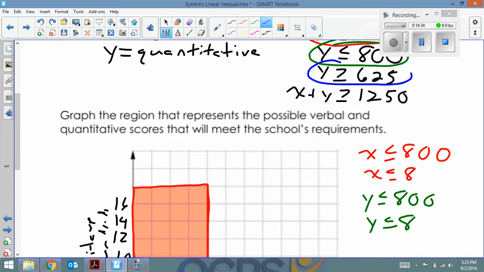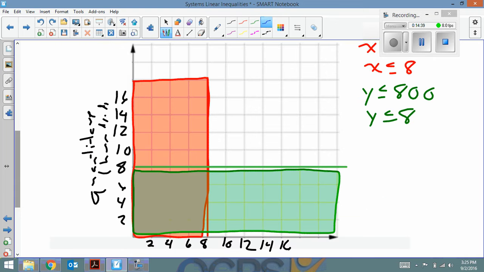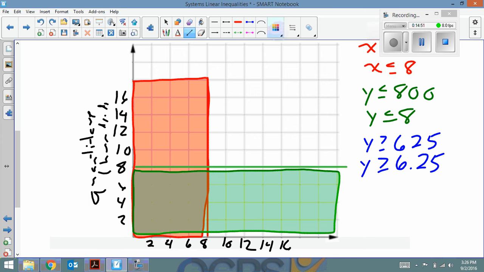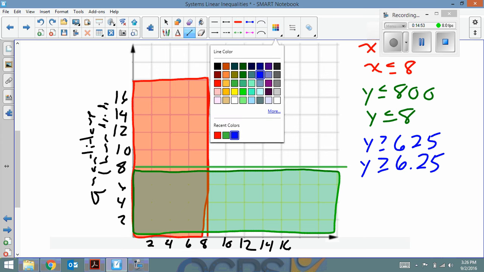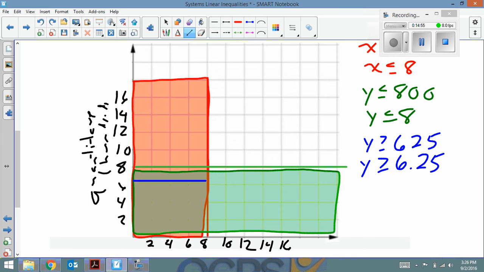Okay. Our third line in this case is when is y bigger than or equal to 625? That's the same as ours saying when is y greater than or equal to 6.25. So again, that's a horizontal line. That's 6.25, which is about right there. Okay, and it says when is y larger than that, so we need to shade everything above it.